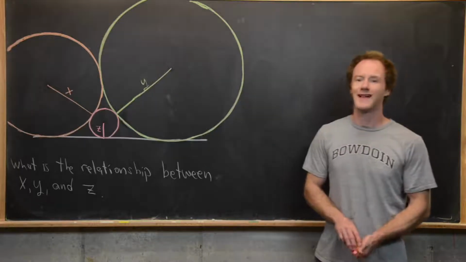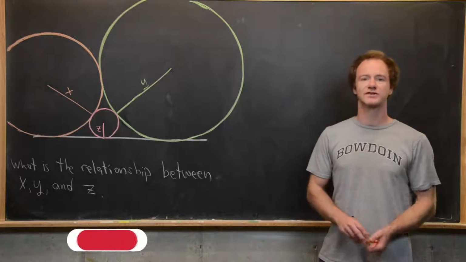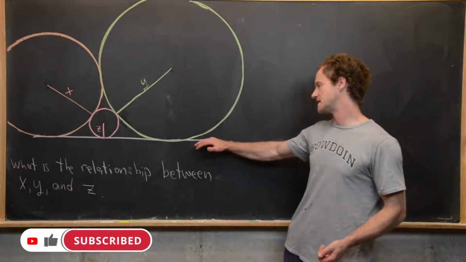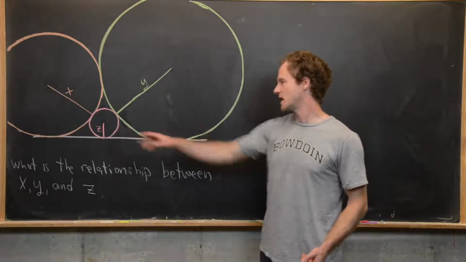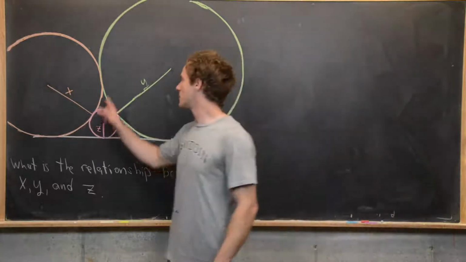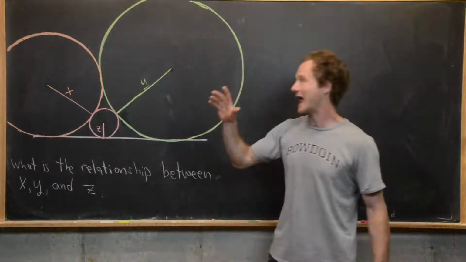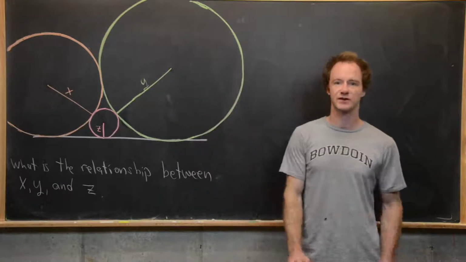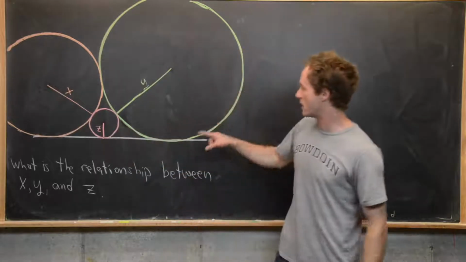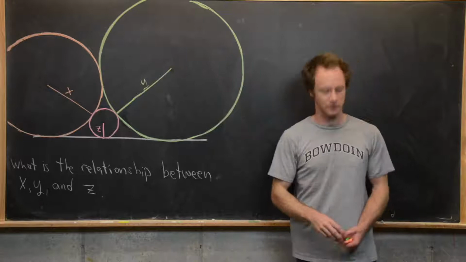Here we're going to look at a pretty classic Japanese geometry problem that has to do with three circles that are all tangent to the same line. I've drawn the line down here in white. This green circle is tangent to the line. This orange, or maybe peach colored, circle is also tangent to the line and tangent to the green circle. And then this pink circle right here we have fit in the middle, so it's tangent to the line and to each of the circles.